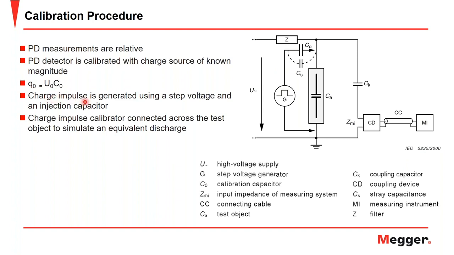In the chart, a charge impulse is generated using a step voltage and injection capacitor. And the charge impulse capacitor is connected across the test object to simulate the equivalent discharge as stated here. So across the test object, you input a known charge, and that's what allows you to create the relation to the partial discharge activity seen once the calibrator is removed.